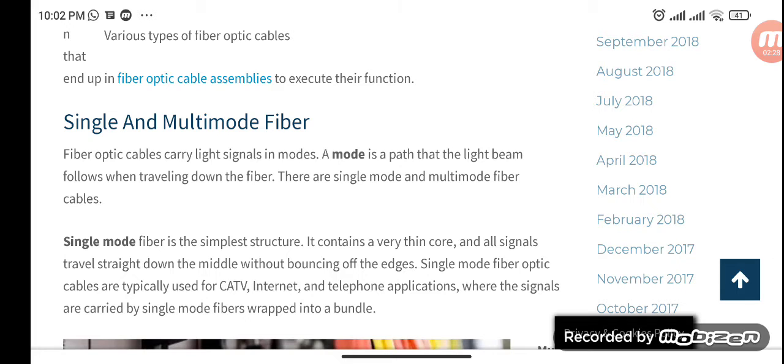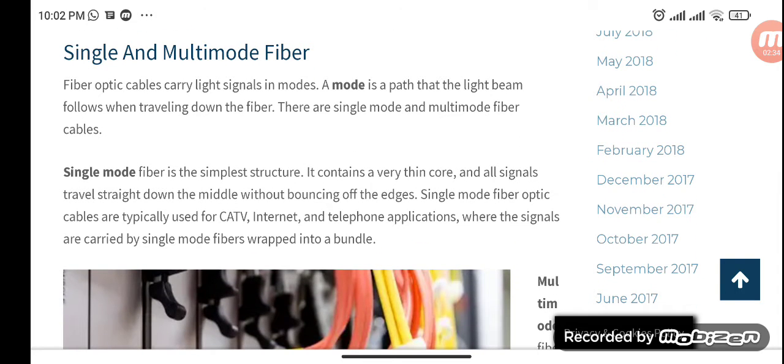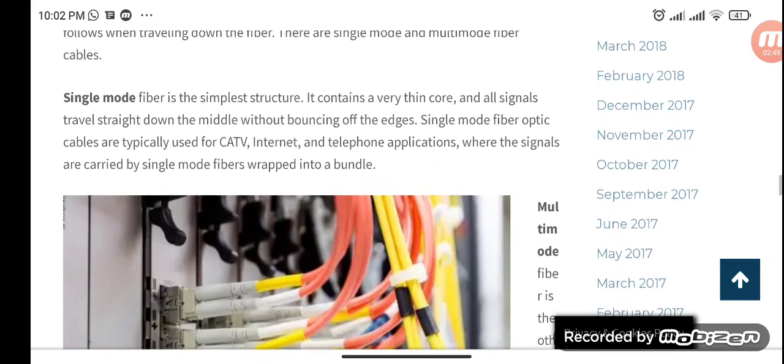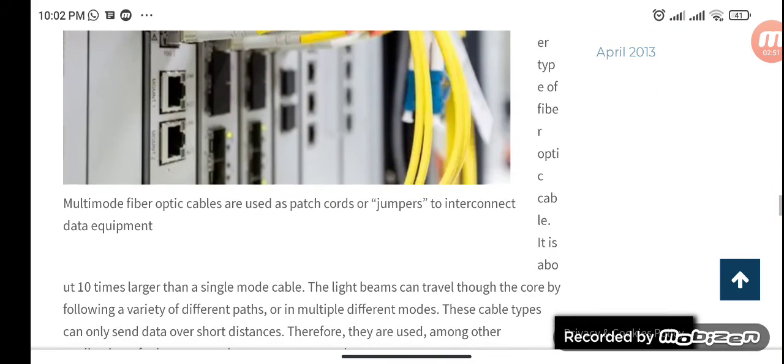There are single mode and multi-mode fiber cables. Single mode fiber is the simplest structure. It contains a very thin core and all signals travel straight down the middle without bouncing off the edges. Single mode fiber optic cables are typically used for CATV, internet, and telephone applications, where the signals are carried by single mode fibers wrapped into a bundle.